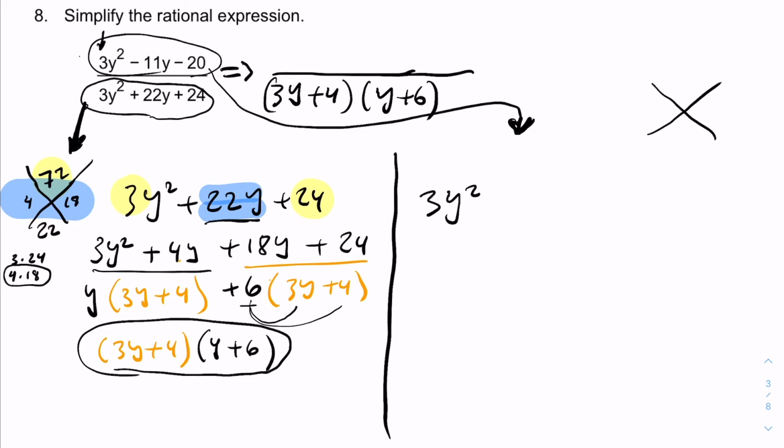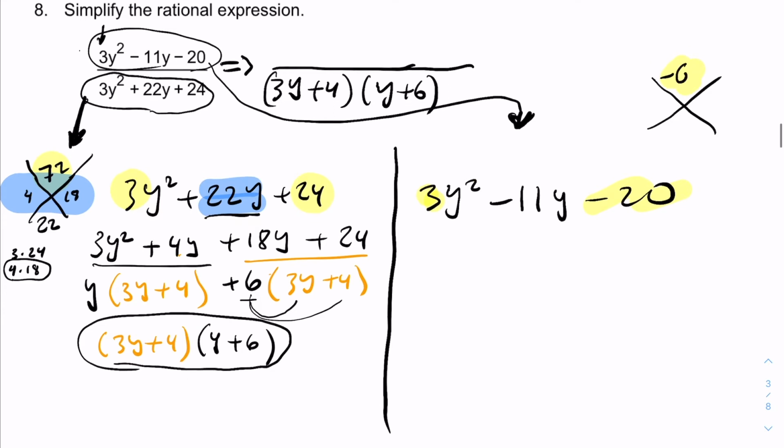Now, I'm doing the numerator. Didn't mean to do it that way, but the numerator is now 3y squared minus 11y minus 20. I'm looking for two numbers, so I need to multiply to 3 times negative 20, which is negative 60. What two numbers multiply to negative 60 and add to negative 11? That's going to be negative 15 times 4 is negative 60. Negative 15 plus 4 is negative 11.